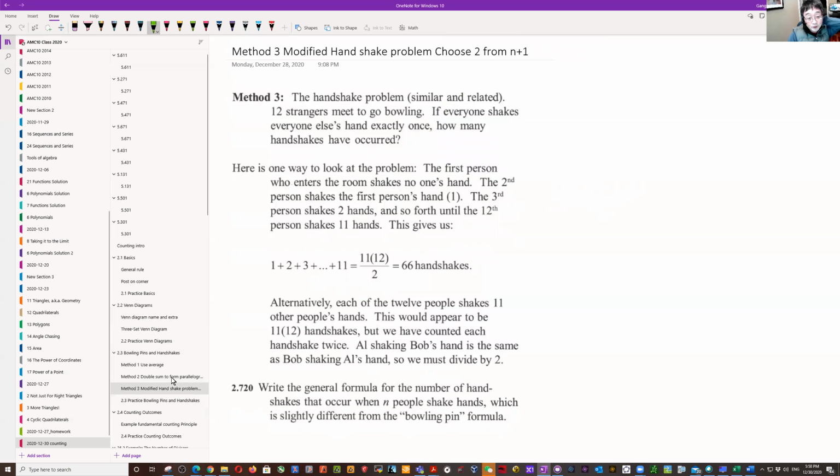I'm also going to emphasize the third method. The third method is actually a statistical method. It converts the problem into a handshaking problem.